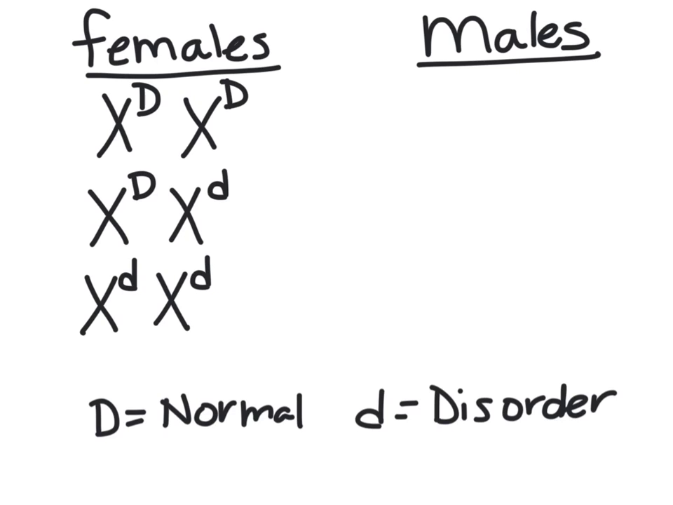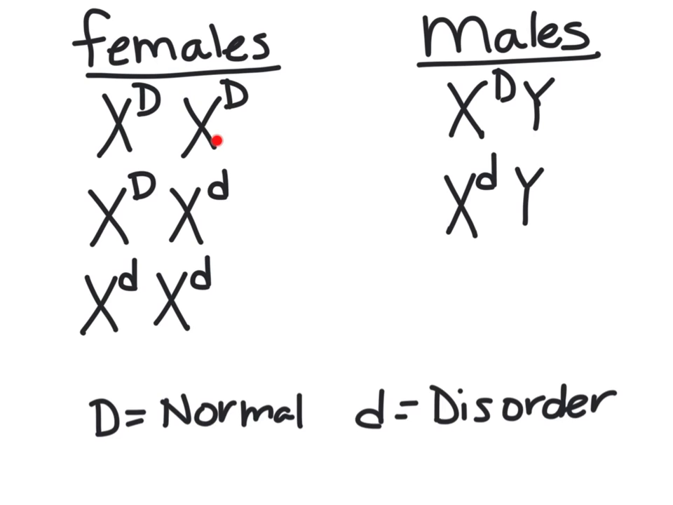For males, they can be X with a capital D and a Y, and X with a lowercase d and a Y. So we notice with males there's no superscript on the Y because the Y chromosome does not affect our phenotypes at all. So the males can either be normal or have the disorder. There is no in-between for them.